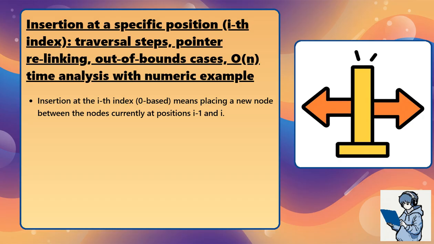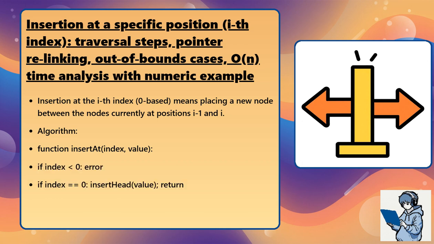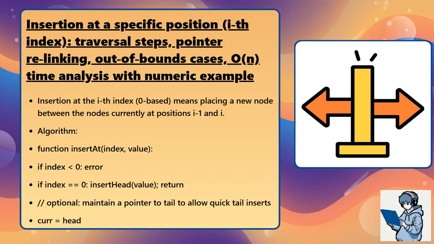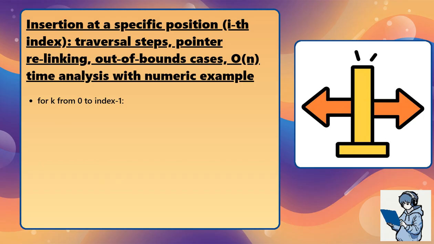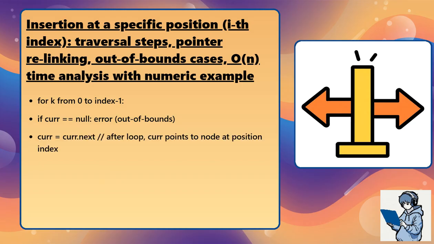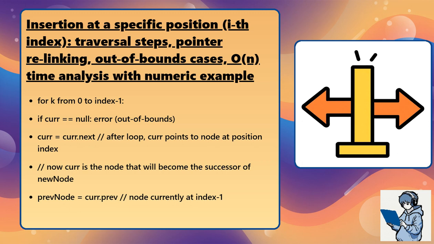Algorithm. Function insertAtIndex(index, value). If index is less than 0, error. If index equals 0, insertHead with value and return. Optional: maintain a pointer to tail to allow quick tail inserts. Set current to head. For k from 0 to index minus 1, do: if current is null, error, out of bounds; move current to current.next. After the loop, current points to the node at position index. Now current is the node that will become the successor of the new node. The previous node equals current.prev, the node currently at index minus 1.